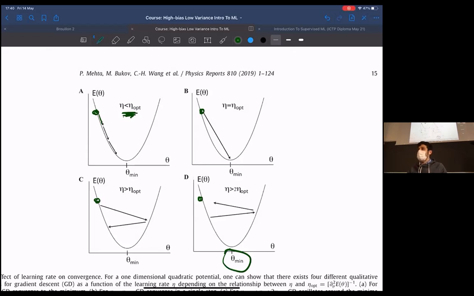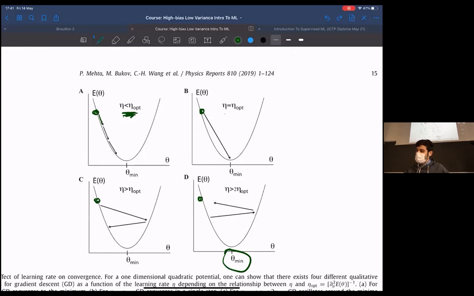Which is good in the sense that it prevents numerical oscillations that might happen if you have a too large learning rate. We'll see. But the problem is that it becomes very slow. So you have a computational cost for that.